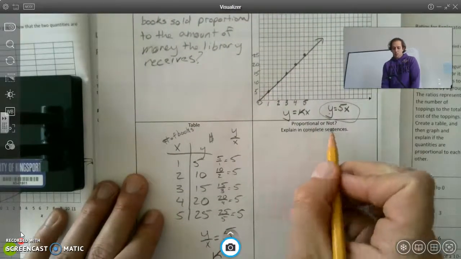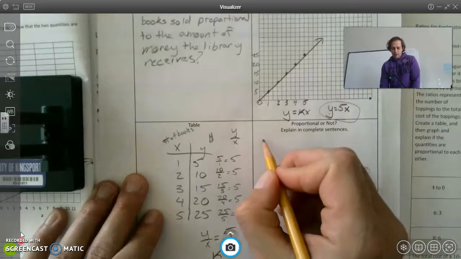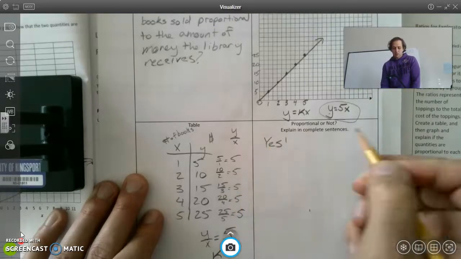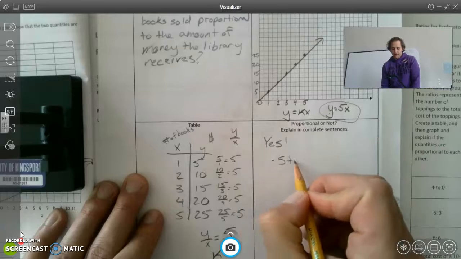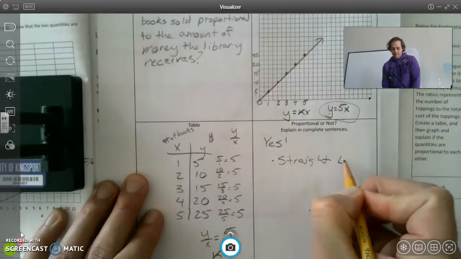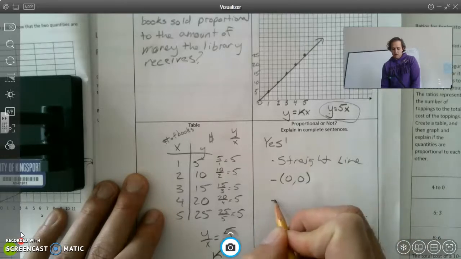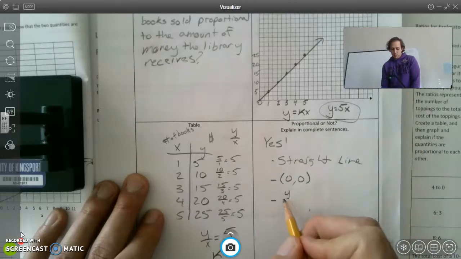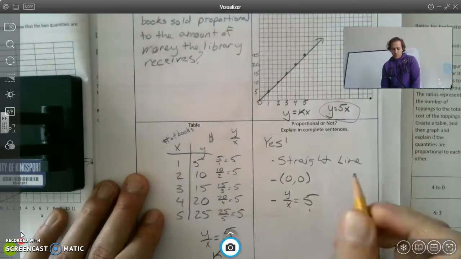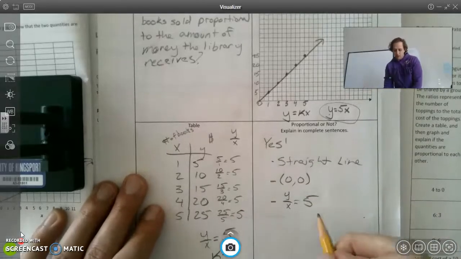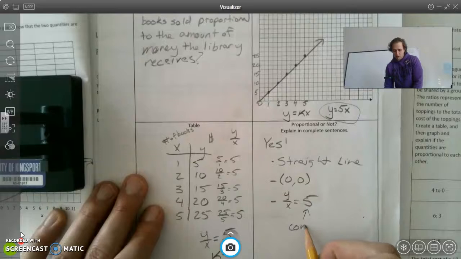Okay, proportional or not, you need to write in complete sentences. I'm going to shorten this. Yes. Why is it proportional? Straight line. Goes through 0, 0. Y over x equals 5. So we have a constant rate, or a constant of proportionality. Might be a nice vocabulary, just to restate that. Constant of proportionality.